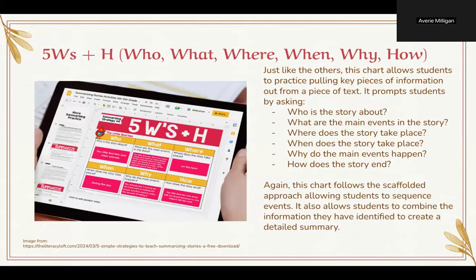But just like the others, this chart allows students to practice pulling key pieces of information out from a piece of text. It prompts students by asking, who is the story about? What are the main events in the story? Where does the story take place? When does the story take place? Why do the main events happen? And how does the story end? Again, this chart follows the scaffolded approach, allowing students to sequence events. It also allows students to combine the information they have identified to create a detailed summary.